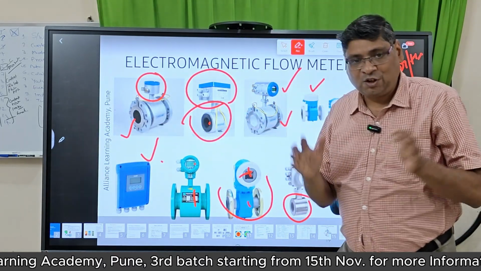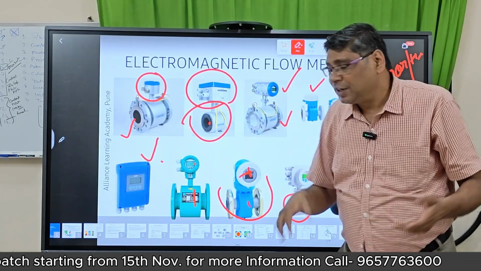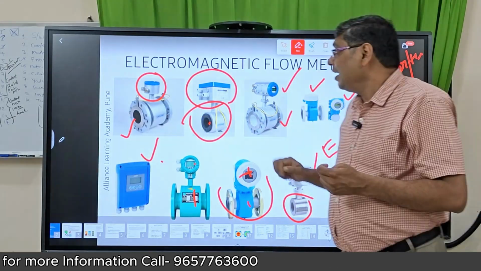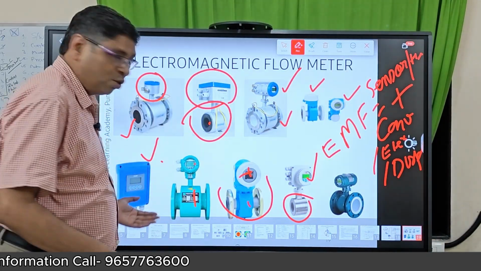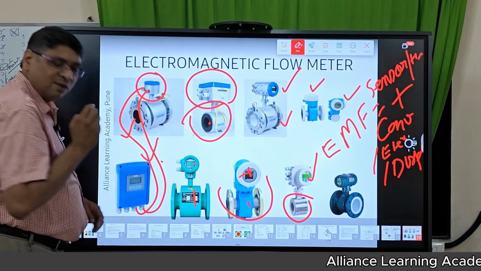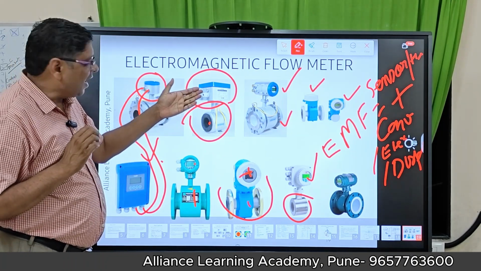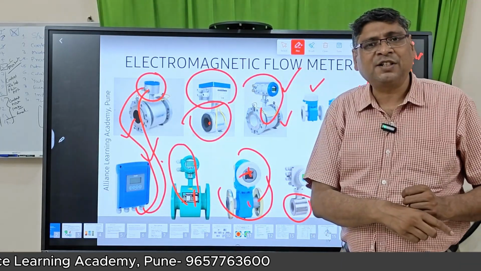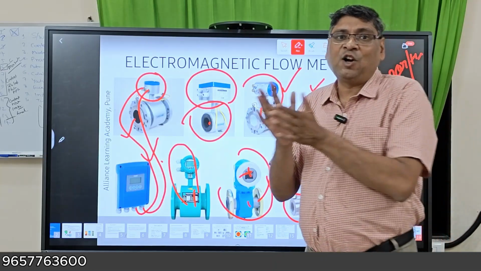Now what type is this? It is the flange type. There are two flanges on the two sides. Here there is no flange, so this is called a sandwich type and this is called the flange type. In this kind of head, the converter will be here. Two wires will come and connect here, so this is called the remote version. Similar thing is here, and here it is sitting on the head, so it is not remote, it is the integral type. Integral type and remote type.